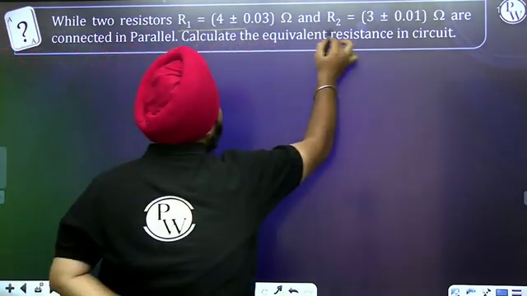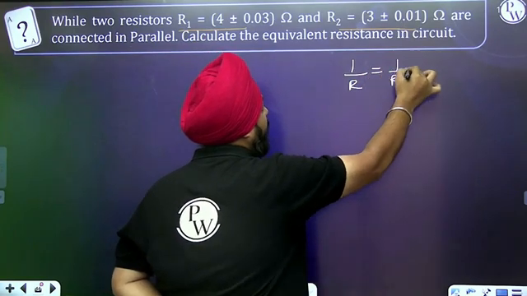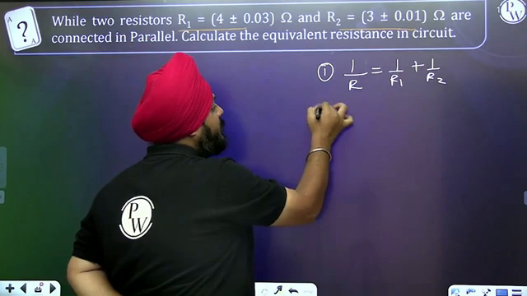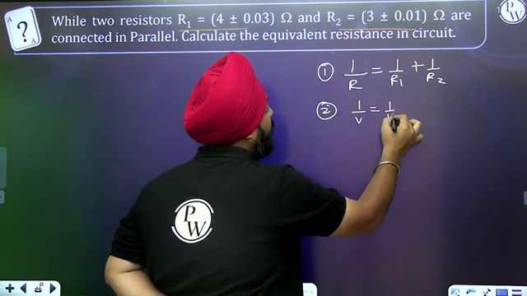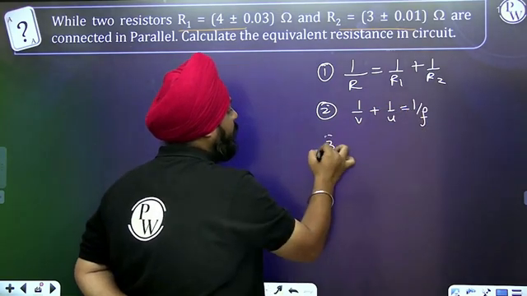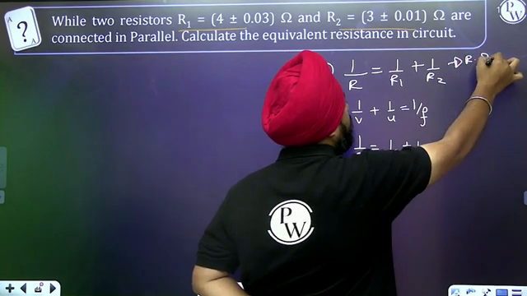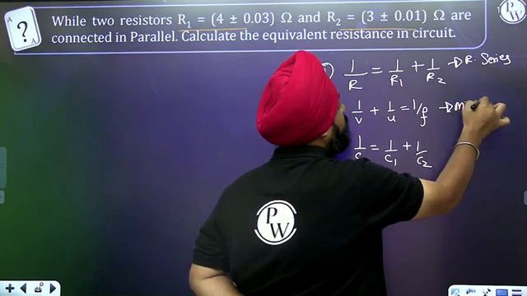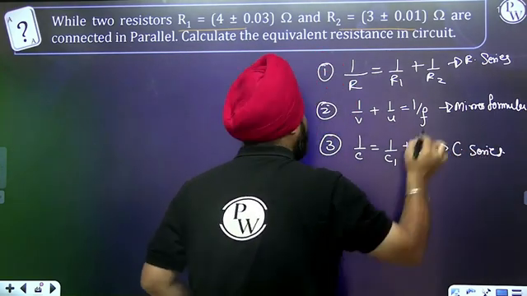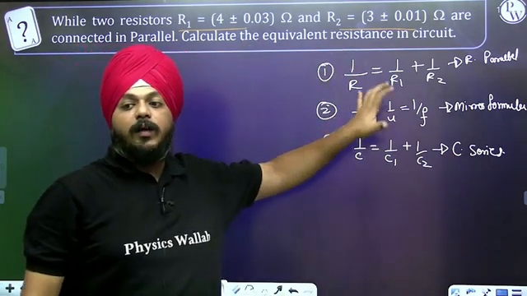While two resistors are connected in parallel, calculate the equivalent resistance. What is the formula of the equivalent resistance when they are connected in parallel? This logic is applicable to three kinds of questions. First, resistors in parallel. Second, the mirror formula, 1 by V, 1 by U, or the lens formula. Third, it is applicable to capacitors connected in series. This kind of logic is applicable to these three formulas.